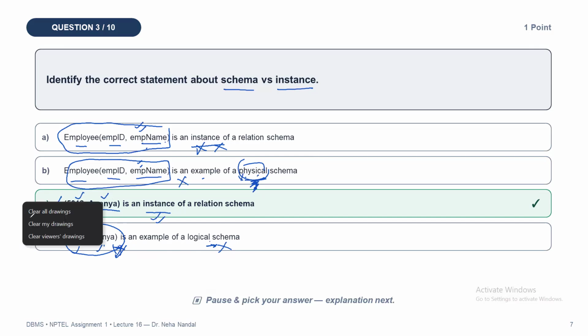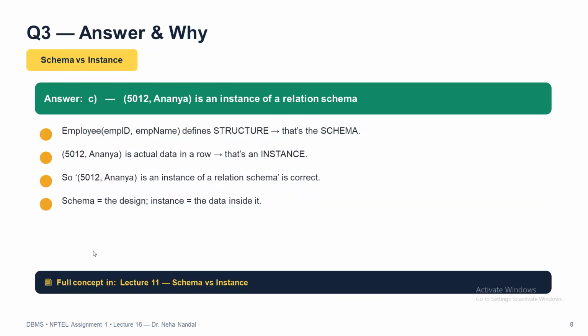This is the explanation given here, the same as what we discussed. It defines the structure, so it is a schema. This is the actual data in the row, which is an instance. So this is an instance of the relation schema, and that is the correct statement. I hope you got it. Schema and instance are very, very important topics for your exam purposes also.